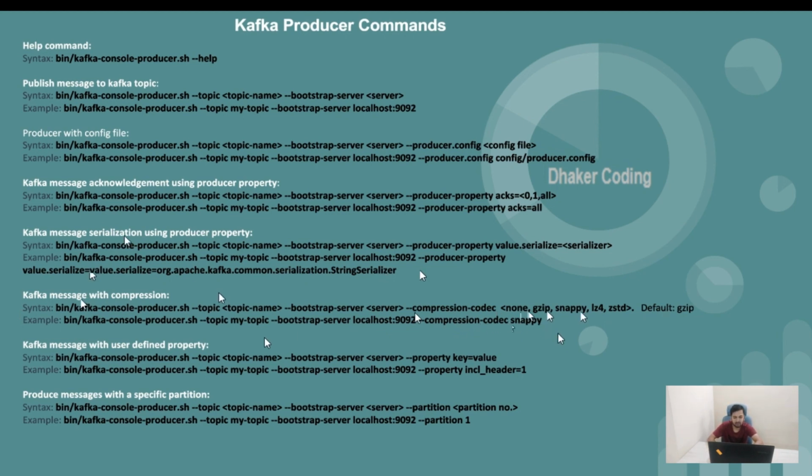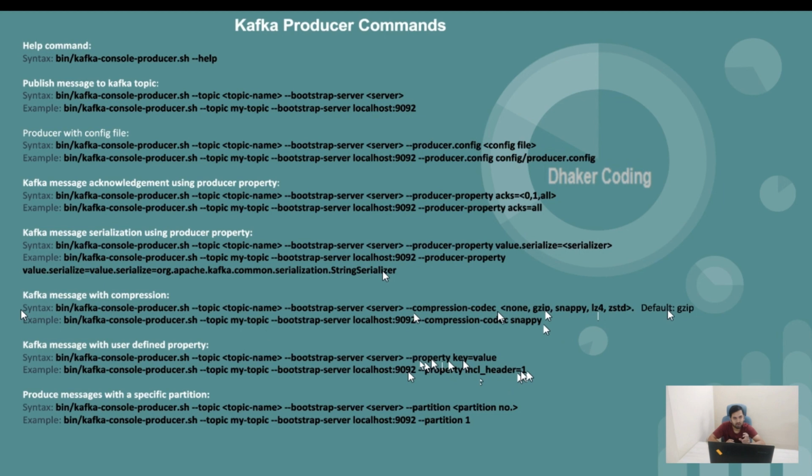Now let's say I want to create user-defined properties. You can use the --property option and just give the key value. Let's say include header, and I'm giving the value of 1. In the example you can see I have added the include header property, where this is the key and 1 is the value.